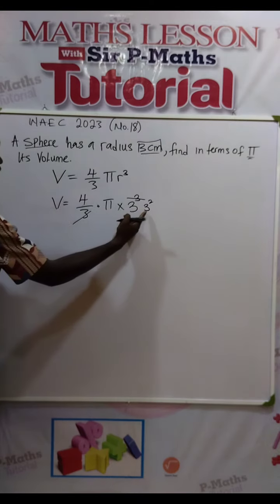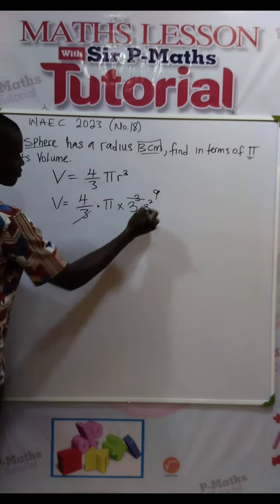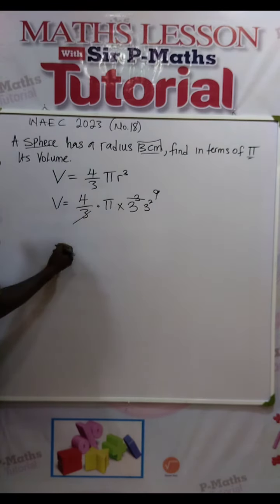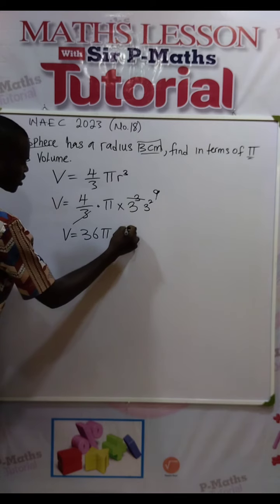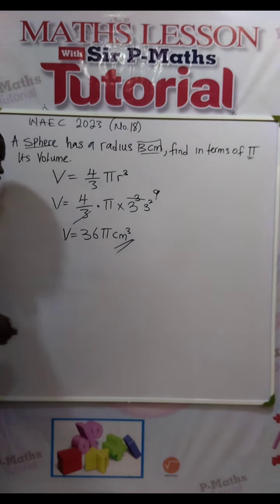So what do we have? 3 power 2 is 9. 9 times 4 is 36. So the volume will have to be 36 pi centimeter cube. And this becomes the solution.